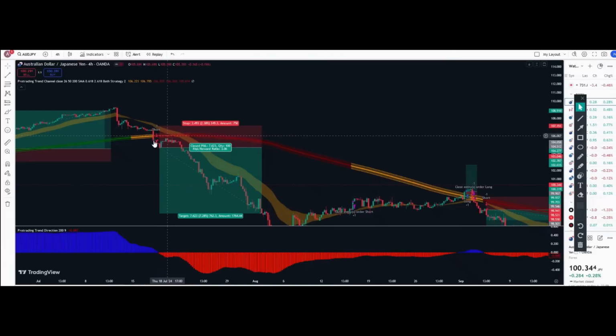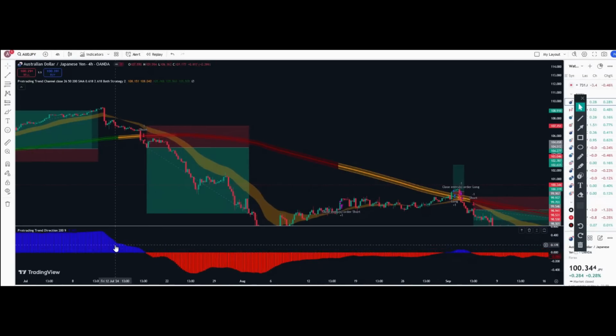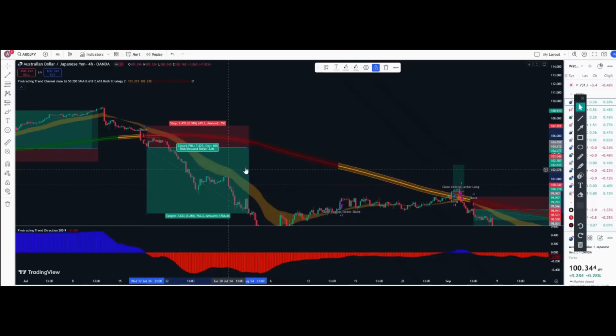You see here the price is currently trading below the channel and also below the cloud. So this is step number 1, telling us that currently we are in a downward trend, so we are only looking for opportunities to sell the market. Then we wait to see that the Pro Trading Trend Direction changes color from blue to red. You see this candle here was the one that generated the signal. Once this candle closed, this is the point at which we open our sell trade.